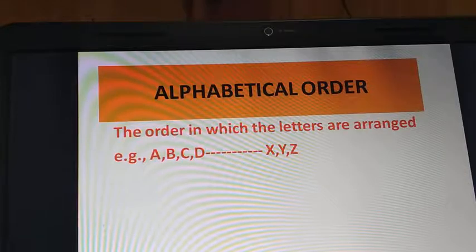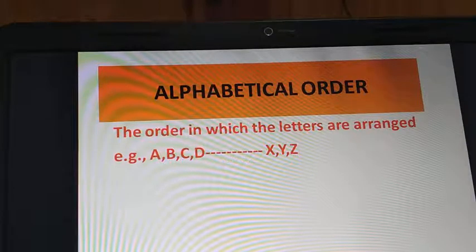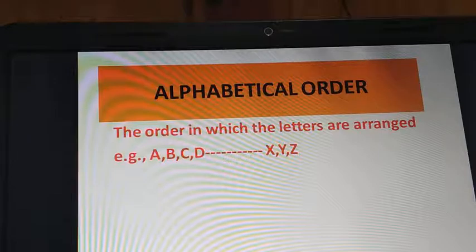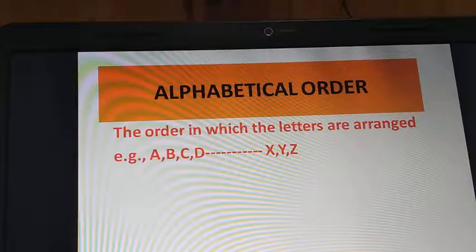We know that in the English alphabet, there are how many letters? There are 26 letters starting from A and ending at Z. However, if we observe, there is a definite order of these letters. At the first place comes the A, followed by B, then C, then D. Likewise, it goes through a series of letters up to X, Y and Z. We can't place B after M, or L after J, but there is a definite order, a series, a sequence of these letters, and this order in which the letters are arranged from A to Z is called the alphabetical order.